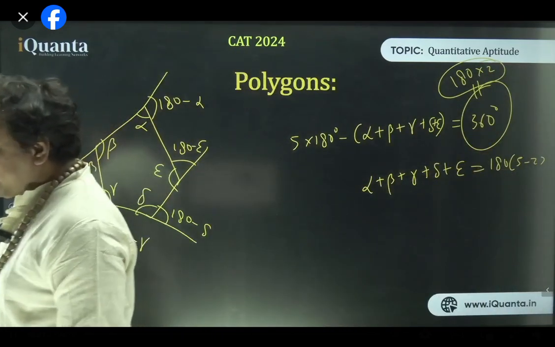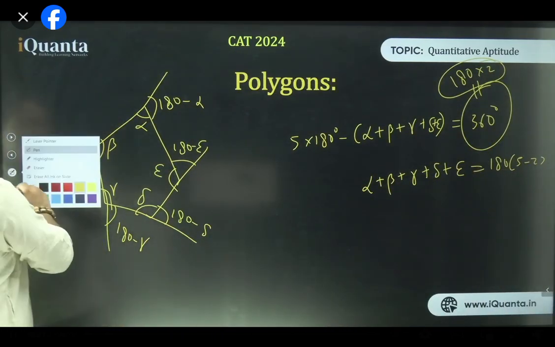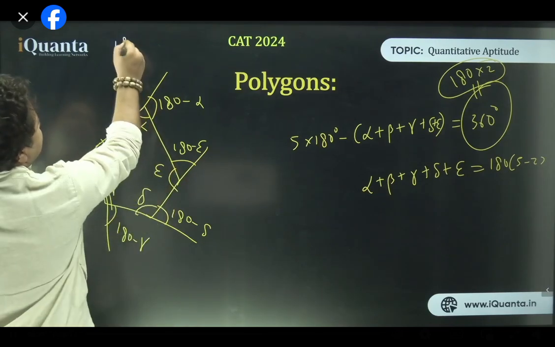We have this now. So what is happening? What is happening? Let's take a quick revision. In case of triangles, I got sum of interior angles is 180 into 3 minus 2.